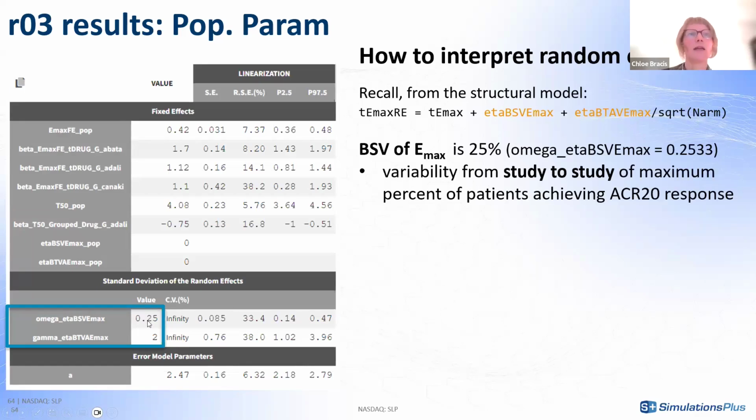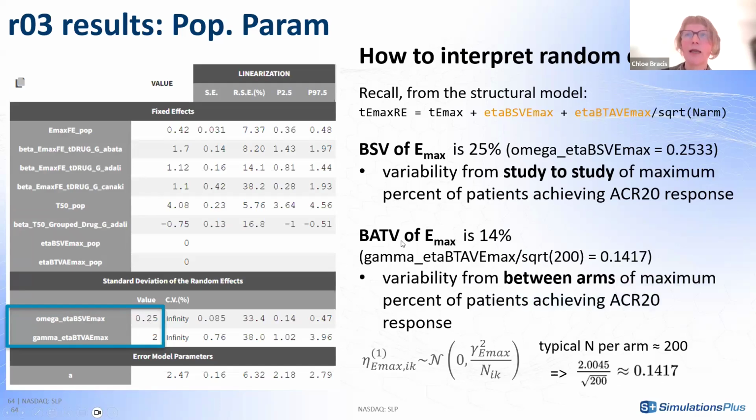I can just look at this and say, okay, it is 25%, and this is my variability from study to study of what percent of patients achieve that 20% improvement. For the between treatment arm variability, I need to remember that I weighted by the square root of the number of individuals per arm. So to interpret that, I need to take a typical N per arm of, let's say, 200, and divide by the square root of that so that I get my 14%, which is about the variability between arms of the maximal percent of patients achieving that ACR 20 response.